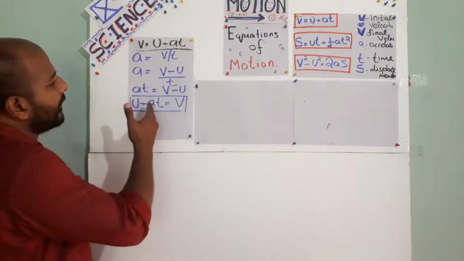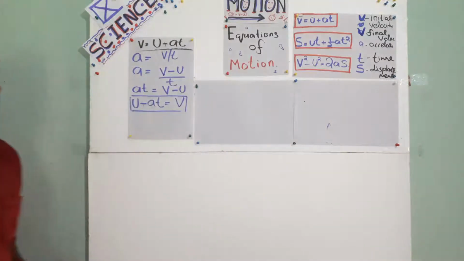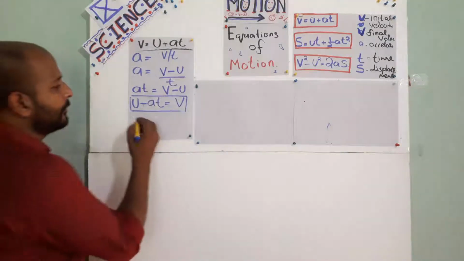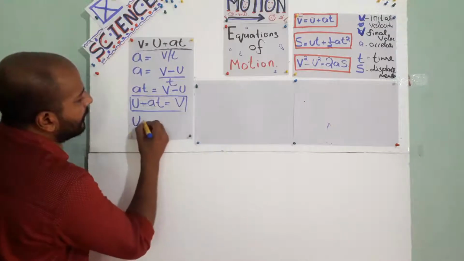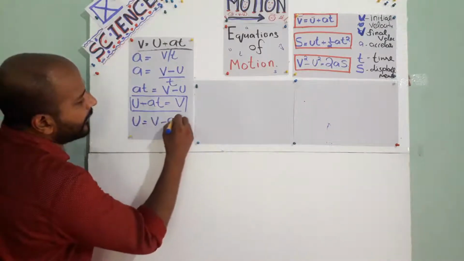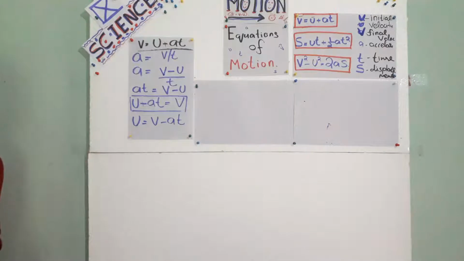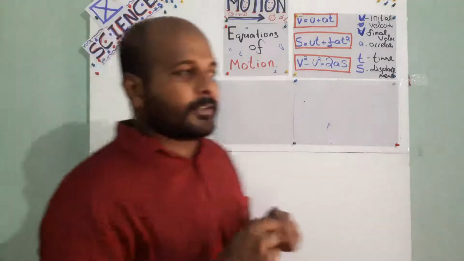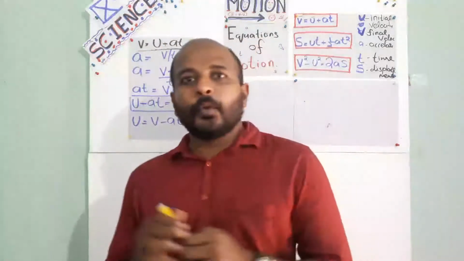Just take this 80 there. Isn't it? So u is equal to v minus 80. Right or not? So why am I telling this? Whenever numericals come, numericals will come.